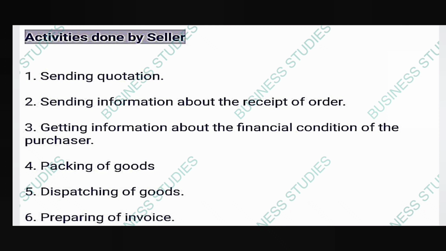Whatever order the purchaser is giving, the seller will give a receipt of information that he has received the order letter from the purchaser. Thirdly, getting information about the financial condition of the purchaser. Whenever the purchaser is giving an order, the seller will take the financial information, whether afterwards he will be able to do the payment or not.